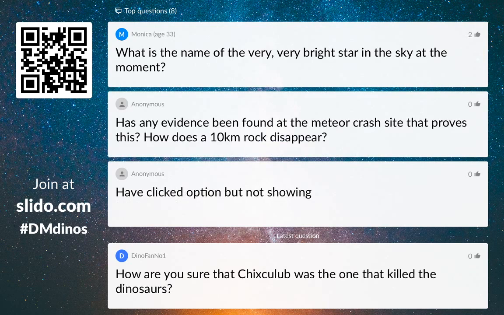Monica, what is the name of the very, very bright star in the sky at the moment? I think, Monica, you might be looking at Venus again, but I can't tell because I can't see out my window. But probably Venus. So a planet, not a star, but it looks like a star.